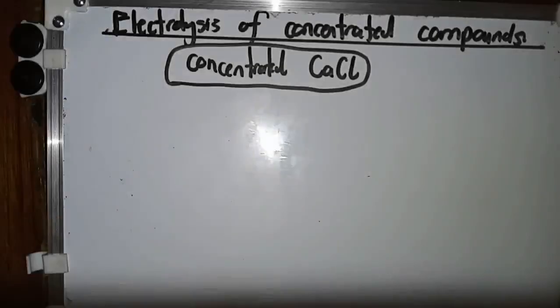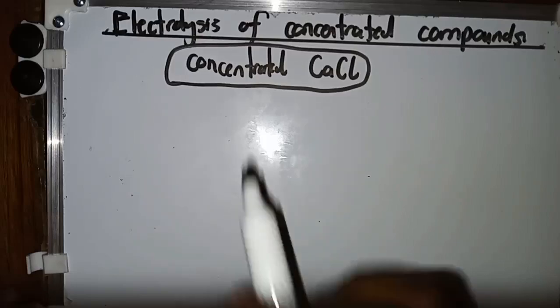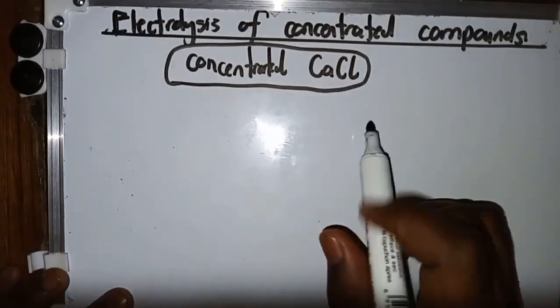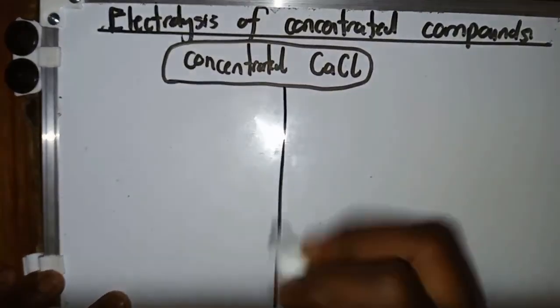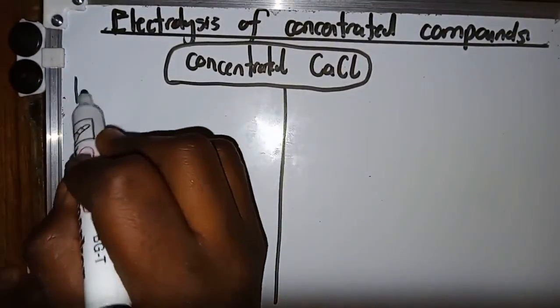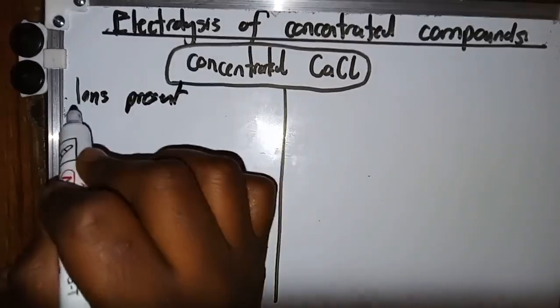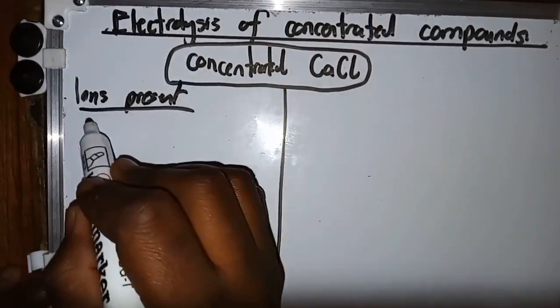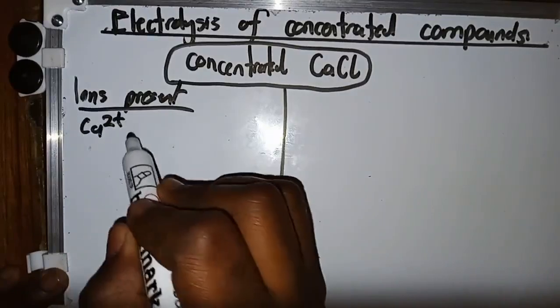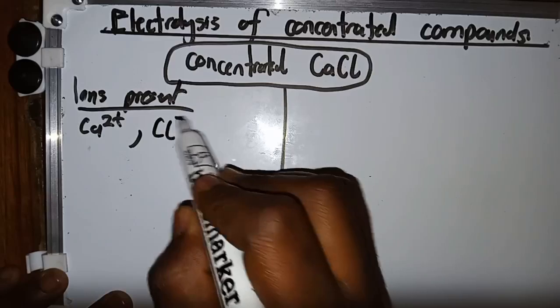Okay, now we are doing electrolysis for concentrated compounds. So electrolysis for concentrated what? Calcium chloride. Okay, so the first step is to write the ions present. What we have: calcium 2+. We've got Cl- from chlorine.